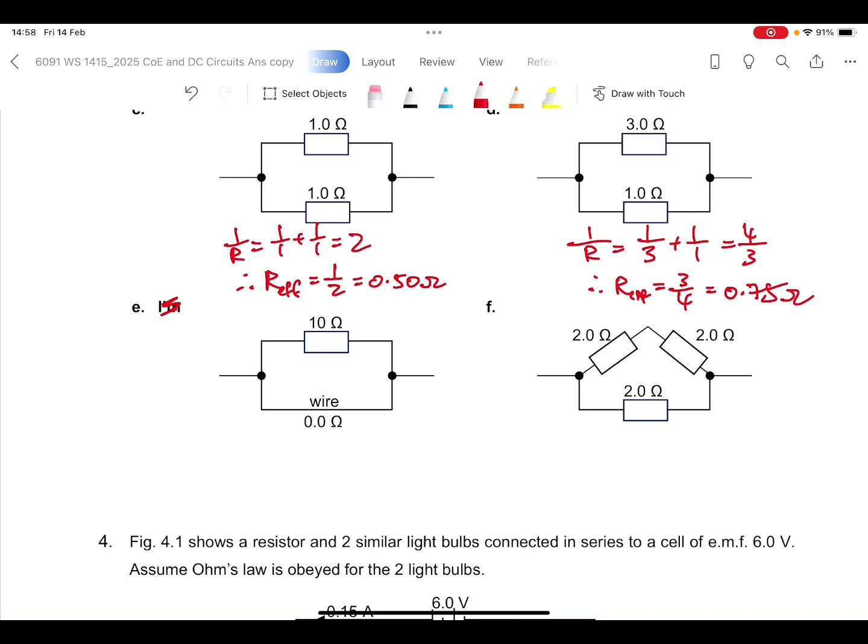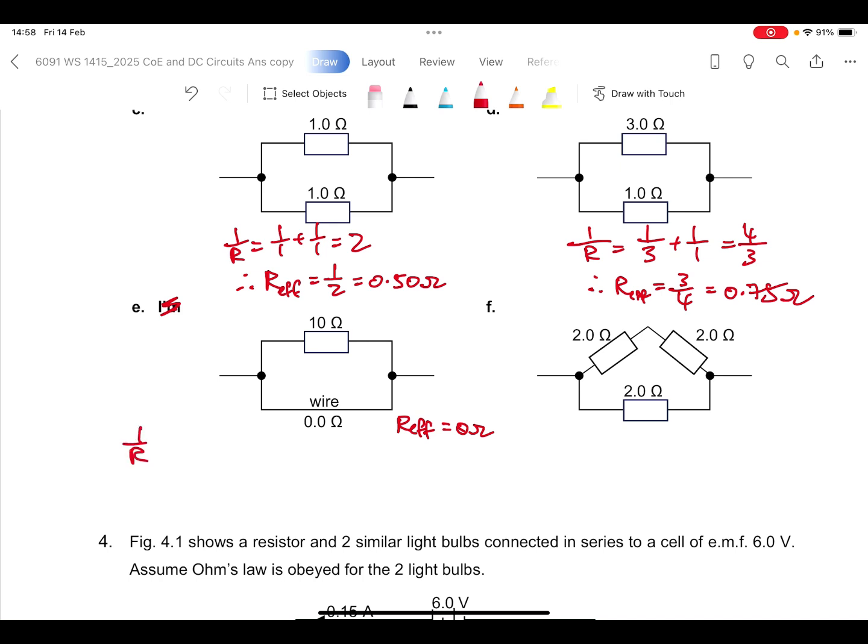For part E, this is a short circuit. So actually the effective resistance is 0 straight away. You don't need to actually do any working for this. But if you want to do working, this is how it will look like.